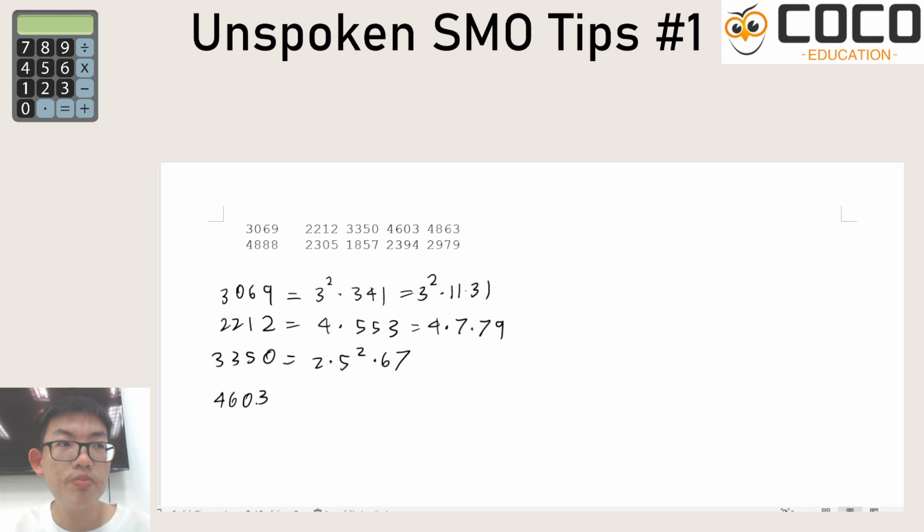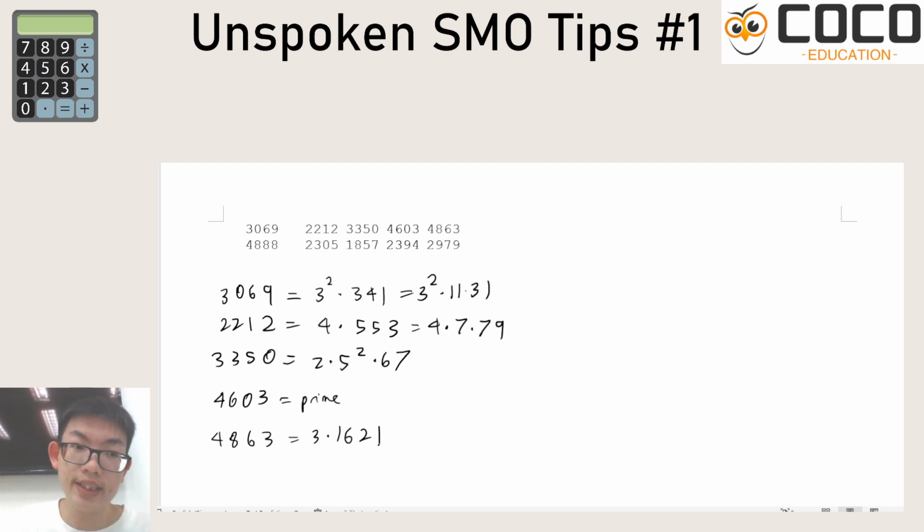And I can pretty confidently say that this is prime. The next one is 4863. This one is not prime, it's divisible by 3, but I will need to stare at 1621 for just a second to see whether that is prime. And it looks like it probably is prime. So that's it, it is prime.